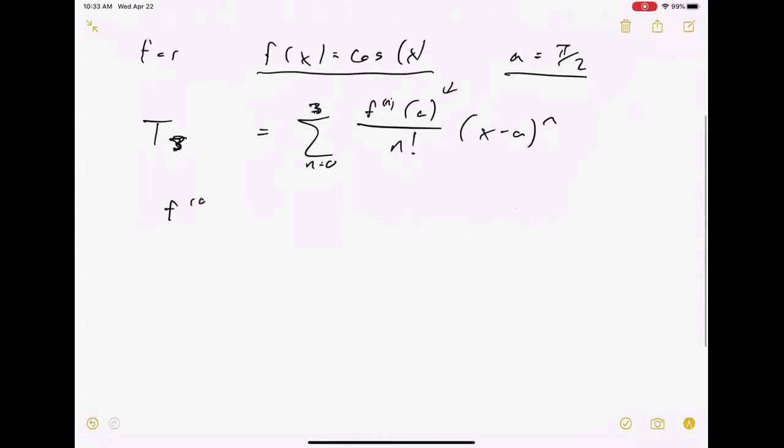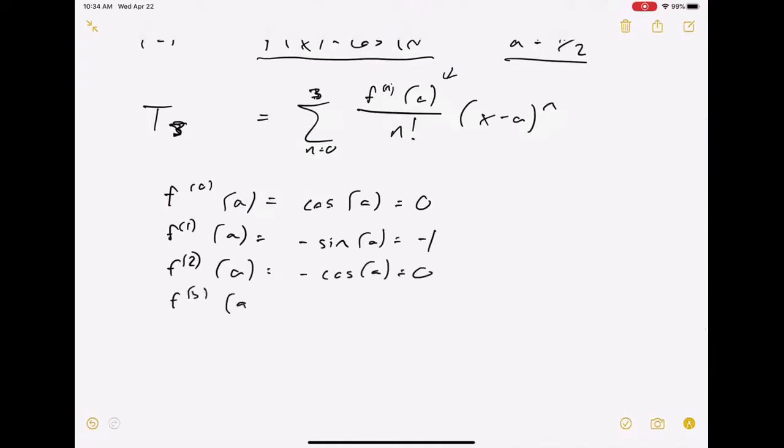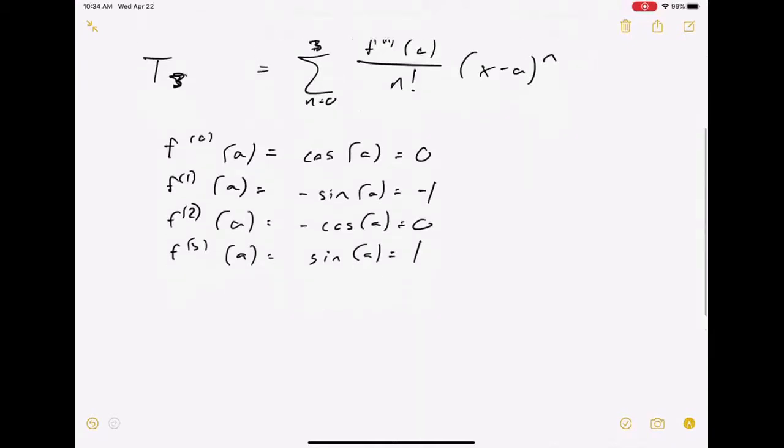Okay, so f0 would be the zero derivative, meaning just the function itself. So f0 of a would be cosine of a. Well, cosine of pi over 2 is 0. Okay, f1 of a equals, all right, derivative of cosine, that would be negative sine of a. Okay, negative sine of pi over 2, that'd be negative 1. Second derivative. Okay, so these are our coefficients.